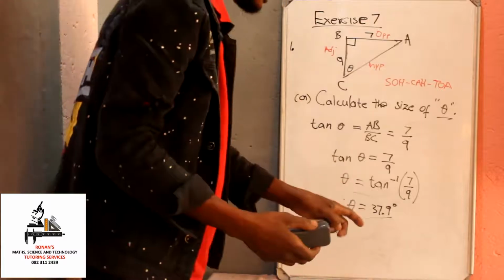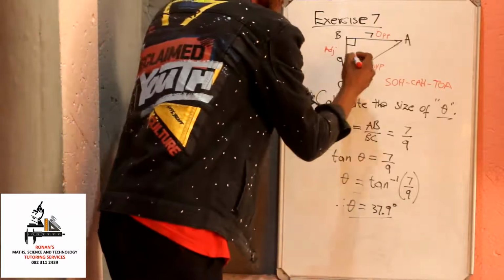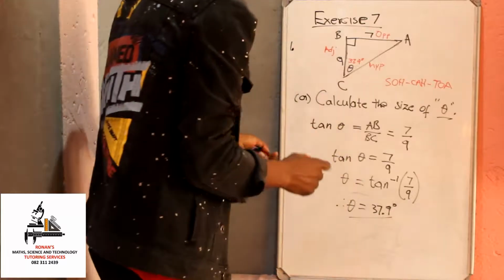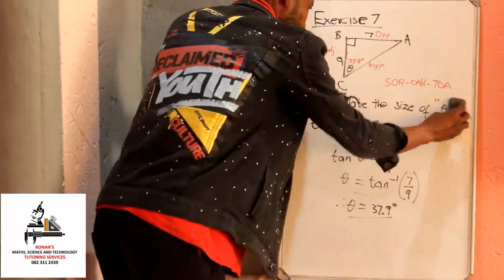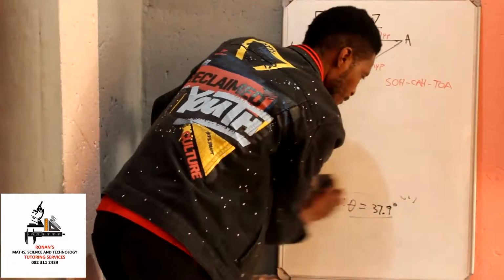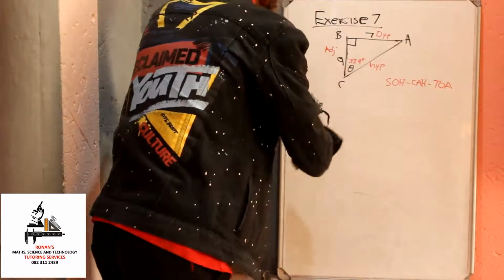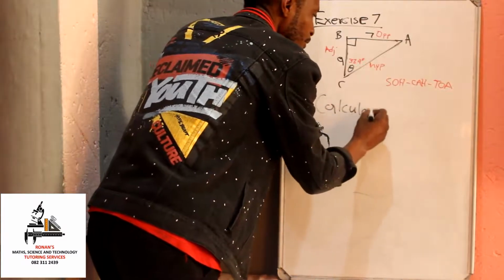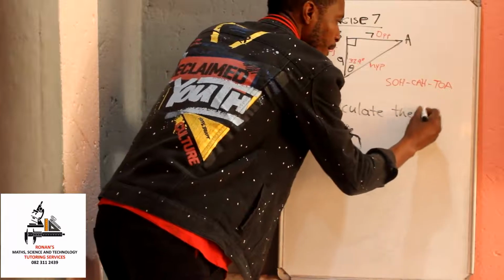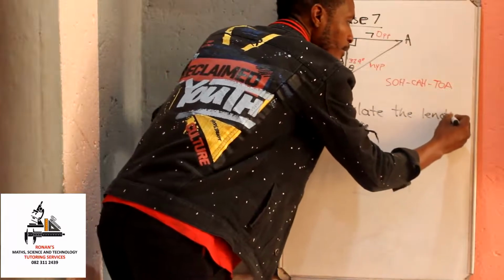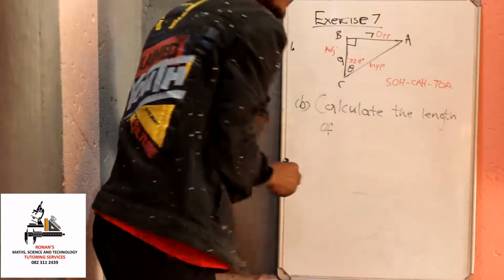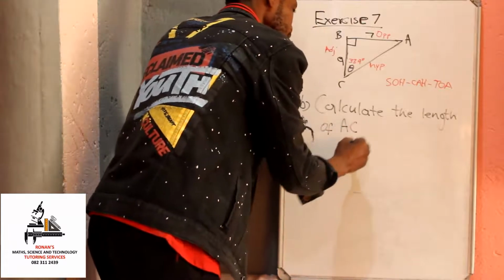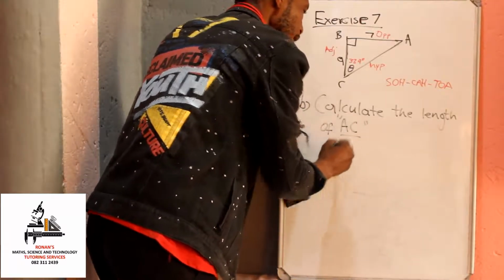Now, in the second part, which is B, we are being requested to calculate the length of AC. Now, AC is the hypotenuse.